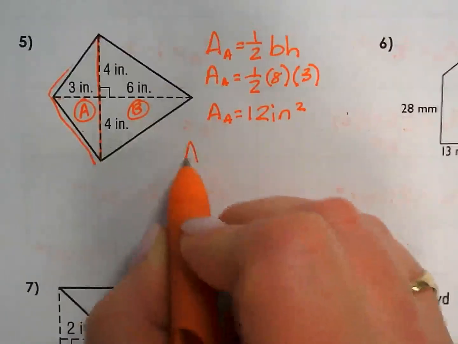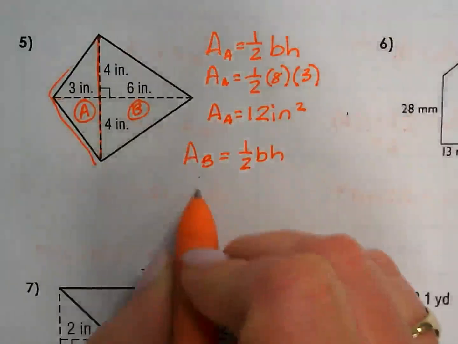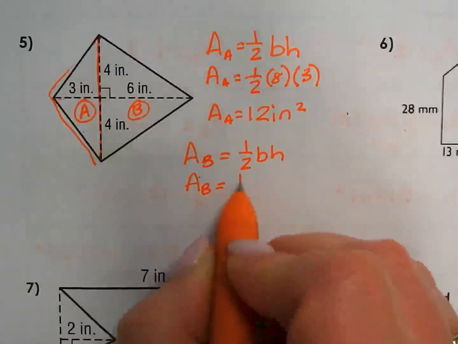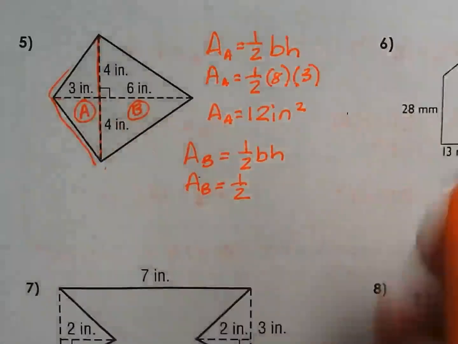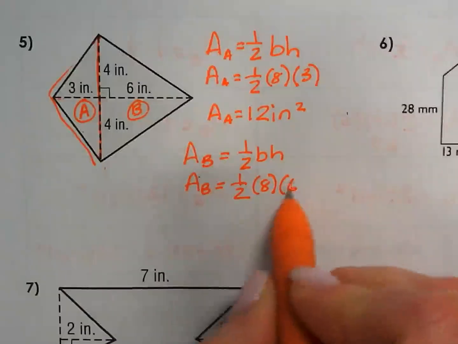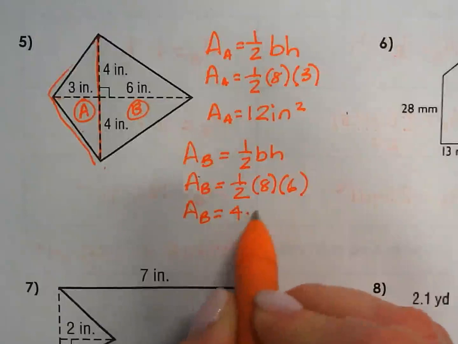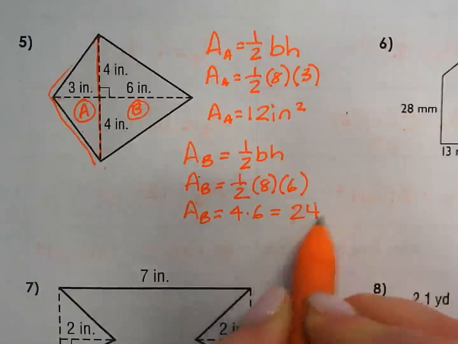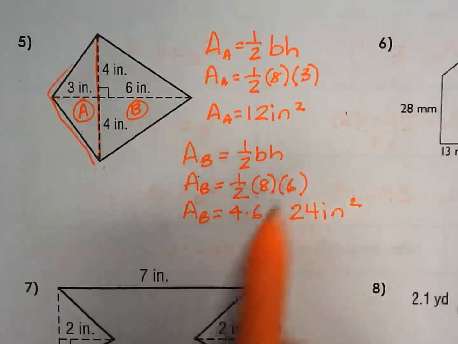Now the area of B is also half the base times the height, because it is a triangle. And our base is, again, the same, because now this is the bottom of our triangle, so it's 8. But the height this time is 6 inches. So the area of shape B is 4 times 6, which equals 24 inches squared. And I got the 4 because I took half of 8 and then times 6.